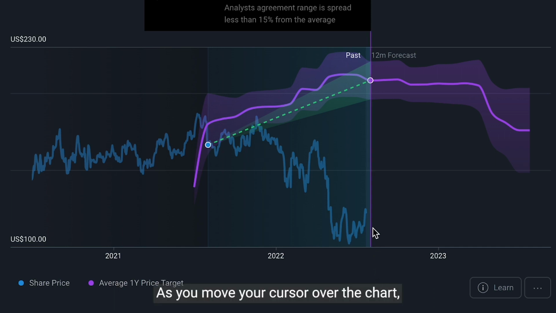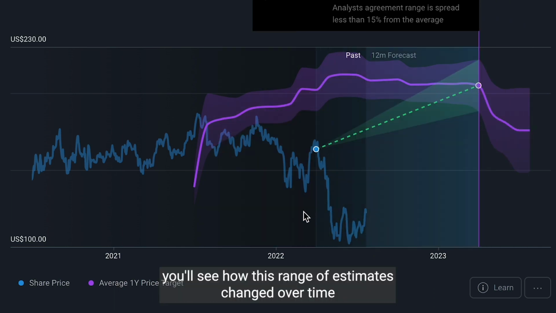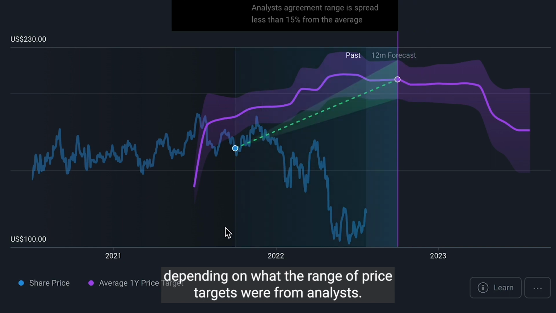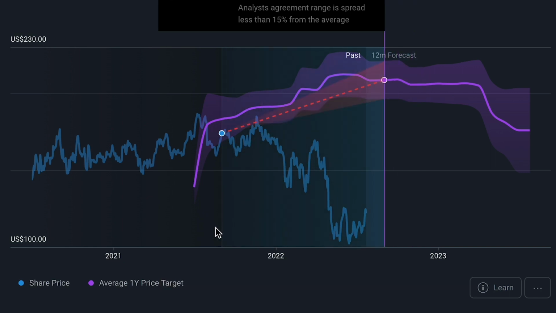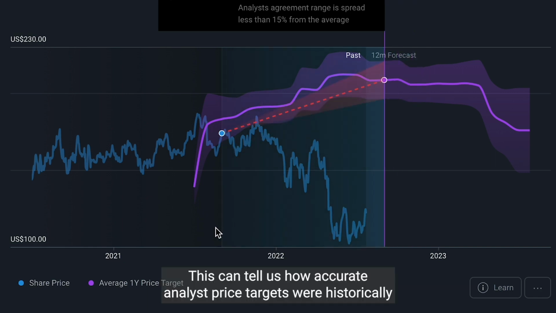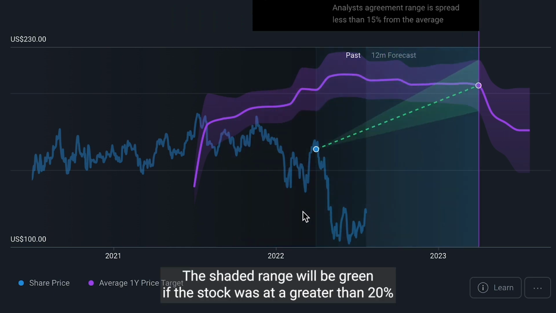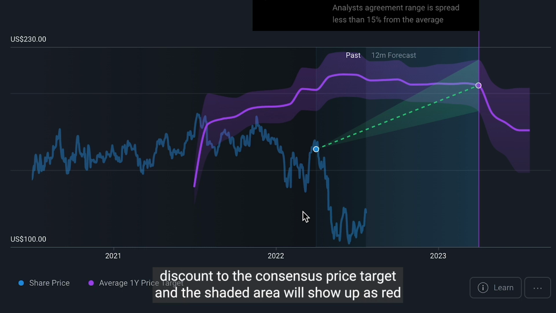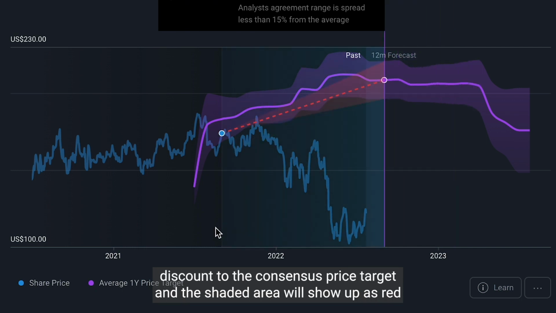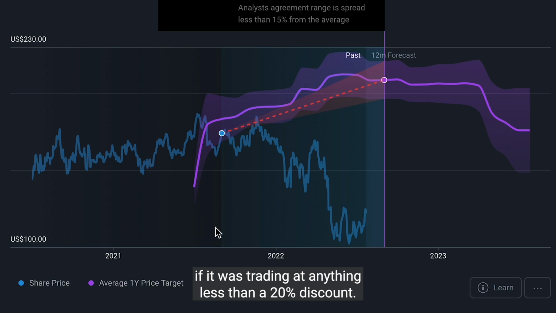As you move your cursor over the chart, you'll see how this range of estimates changed over time, depending on what the range of price targets were from analysts. This can tell us how accurate analyst price targets were historically based on where the blue line actually ended up, and also how closely analysts agreed with each other. The shaded range will be green if the stock was at a greater than 20% discount to the consensus price target, and the shaded area will show up as red if it was trading at anything less than a 20% discount.